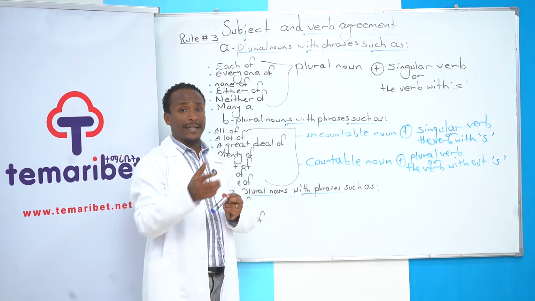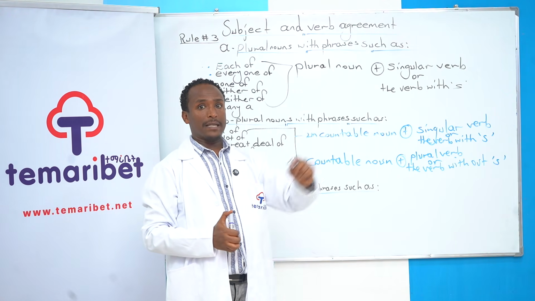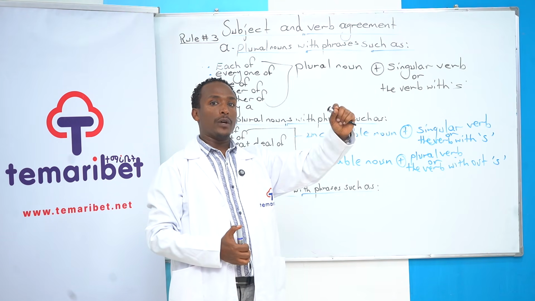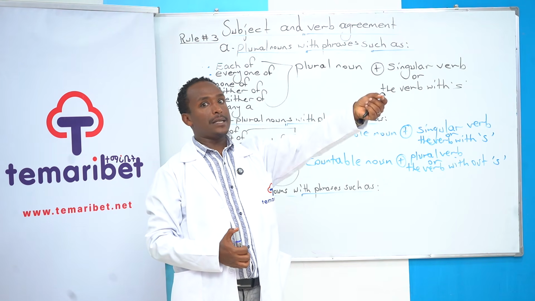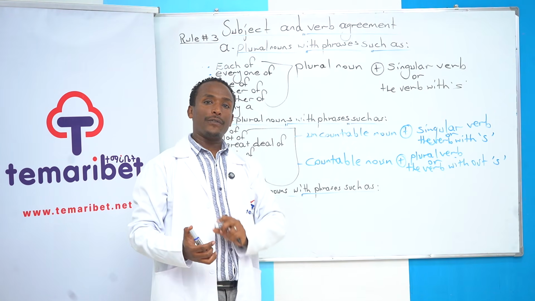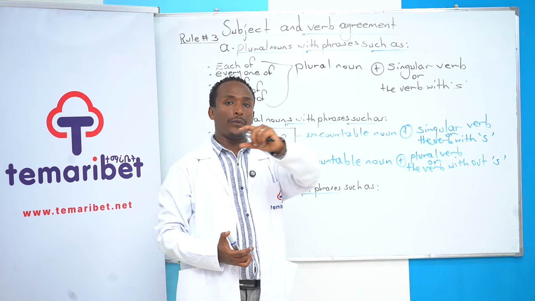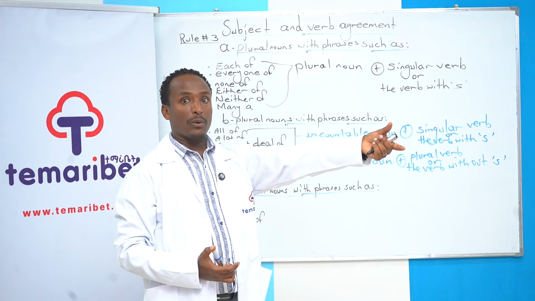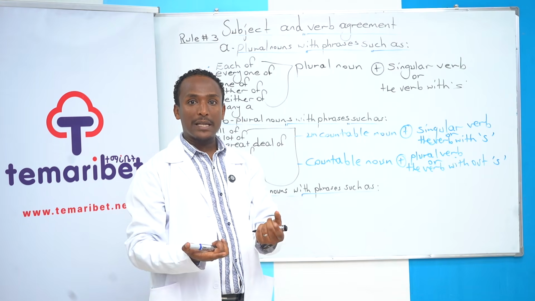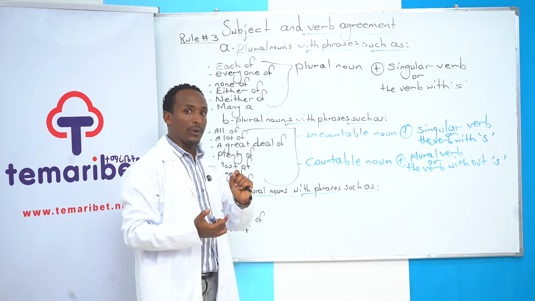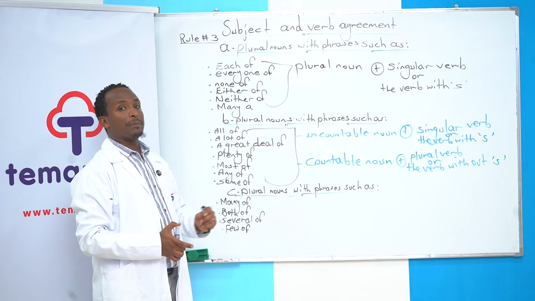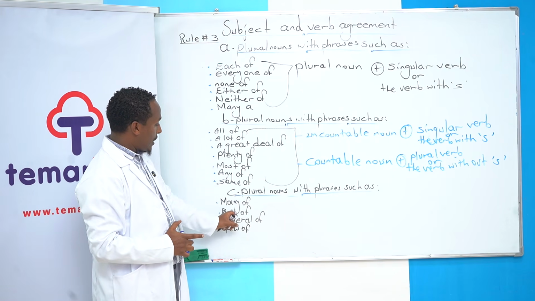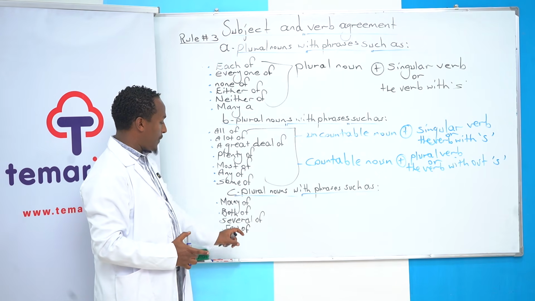All of the water is poisoned. All of the water is what? Poisoned. Now, all of comes with water, and water is uncountable. What if all of the boys, all of the men are poisoned? Why? Because men, maybe students, whatever we have with a countable noun, when these phrases come, the verb must be plural. The next one, many of, both of, maybe several of, and a few of.